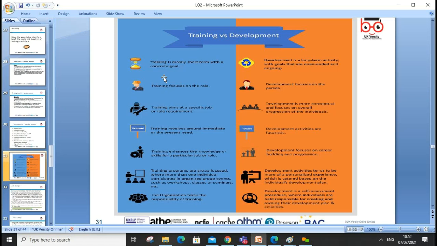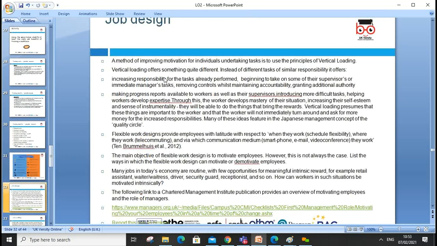Okay, training focuses on the role. Training aims at specific job and role requirements. Training revolves around the immediate and present need, but development is long term. Yes, developing the activities for the future. Training enhances the knowledge and skills, but development focuses on the career, throughout the career, that will help. So that's the key difference between training and development. It's good to look around at what the key differences are.